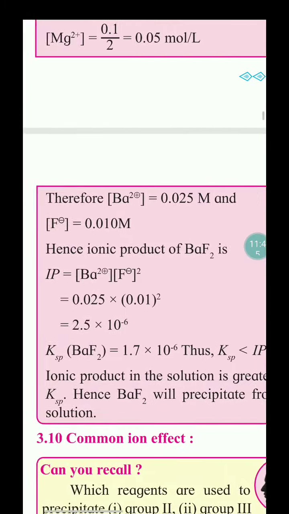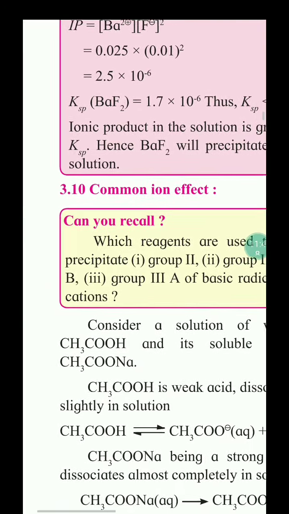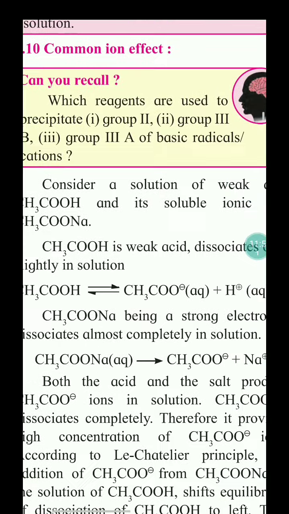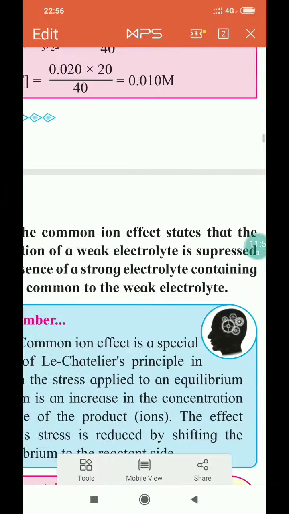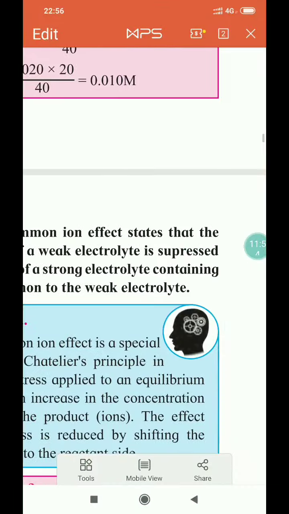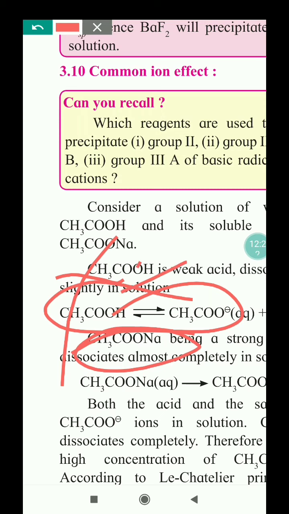Students, then the last point, that is the common ion effect. Common ion effect is the suppression of ionization of a weak electrolyte by the addition of a strong electrolyte with a common ion. For example, in the dissociation of a weak acid, here acetic acid, if the strong electrolyte sodium acetate is added, then the dissociation of this weak electrolyte is suppressed, meaning it is shifted towards the backward direction.